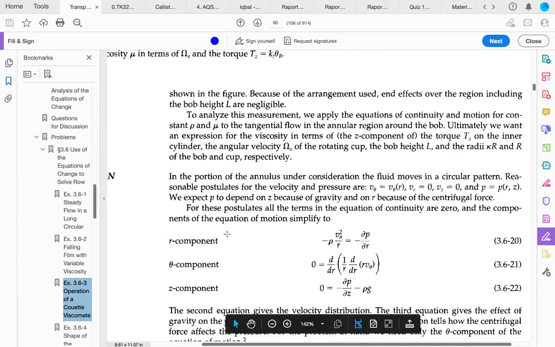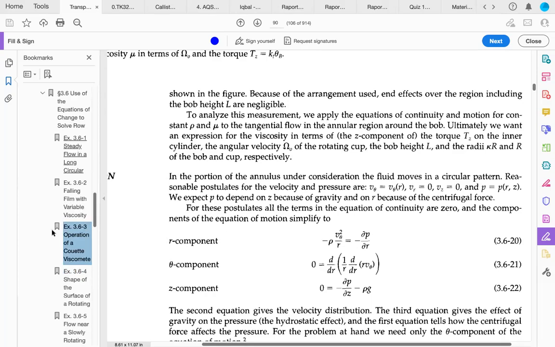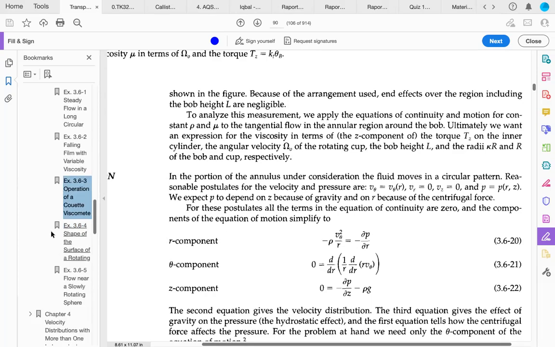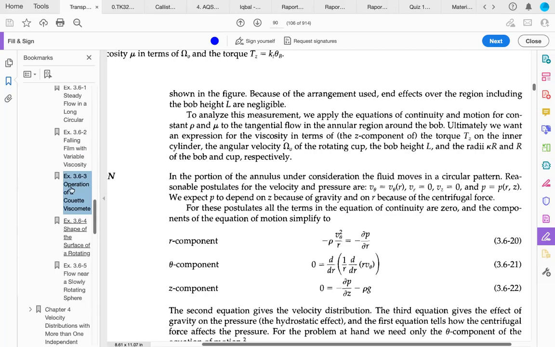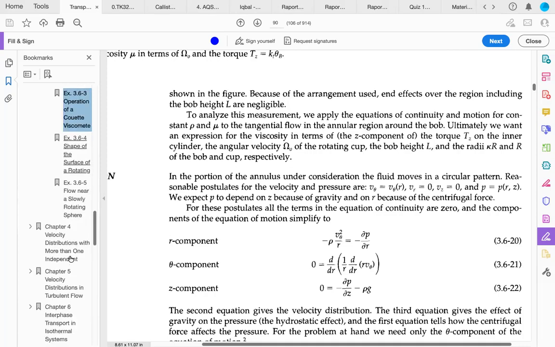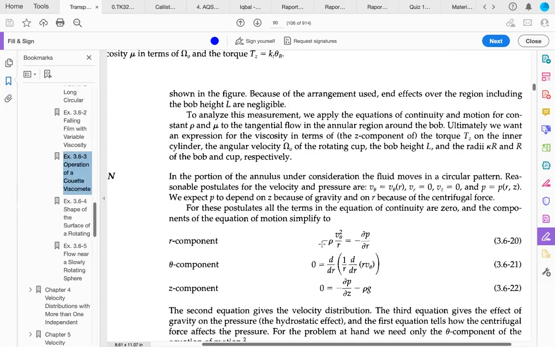All right, I think this is just the introduction for the coaxial cylinder viscometer method, and on Friday I'm going to explain more about this viscometer and also the other one, the turbulence and so on, and then we'll look again at that one.